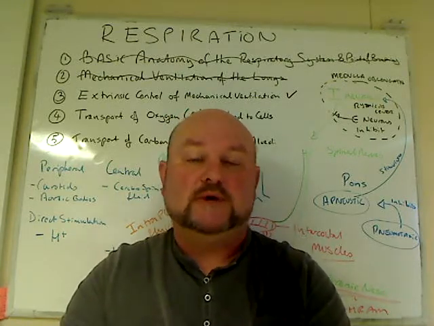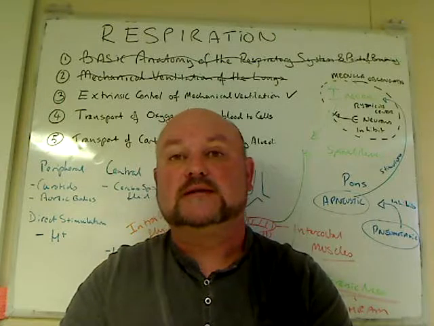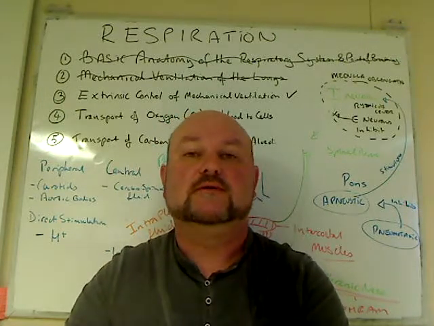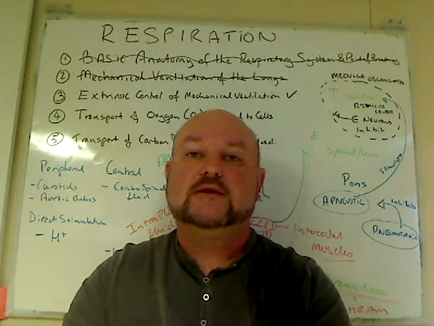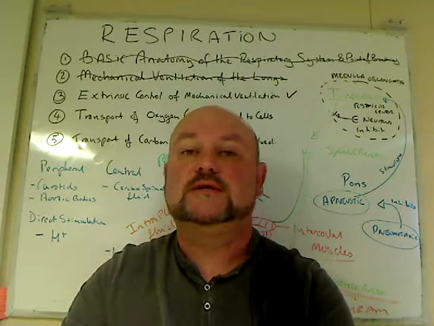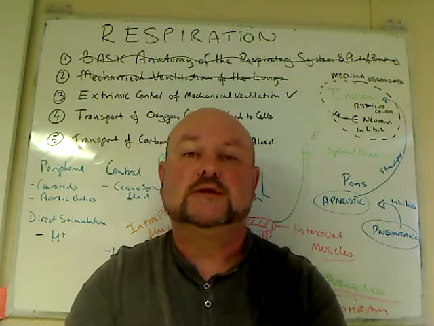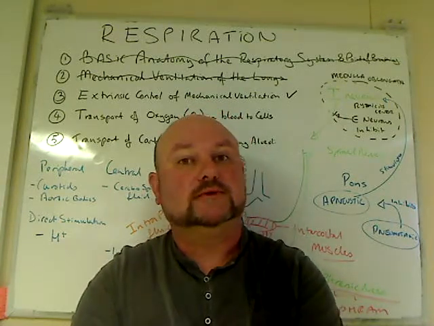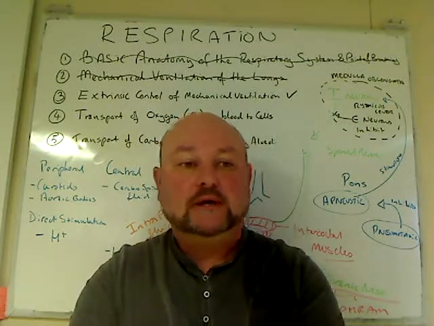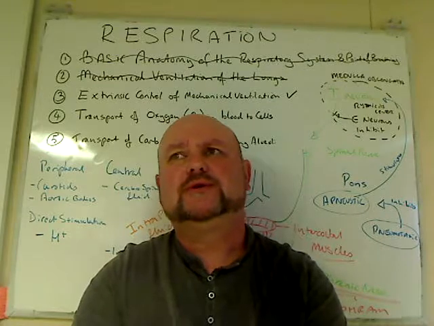When we expire or exhale, we simply relax those muscles as they go back to their original positions. The thoracic cage shrinks, the volume decreases, pressure increases above atmospheric pressure, and the air is pushed out. So that's basically how we do it. Now we need to think about how we control that.